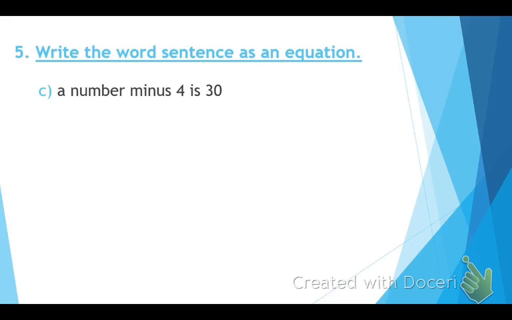For this next one, this says a number minus 4 is 30. What should I put for the number? N. Then we just see this says minus, so minus comes next. Then 4 is 30, equals 30. Does that make sense? You're just reading these problems from left to right and then making an equation out of them.